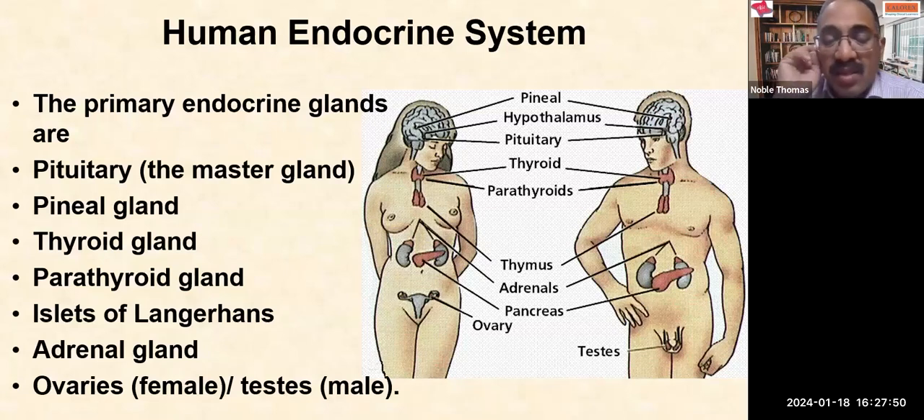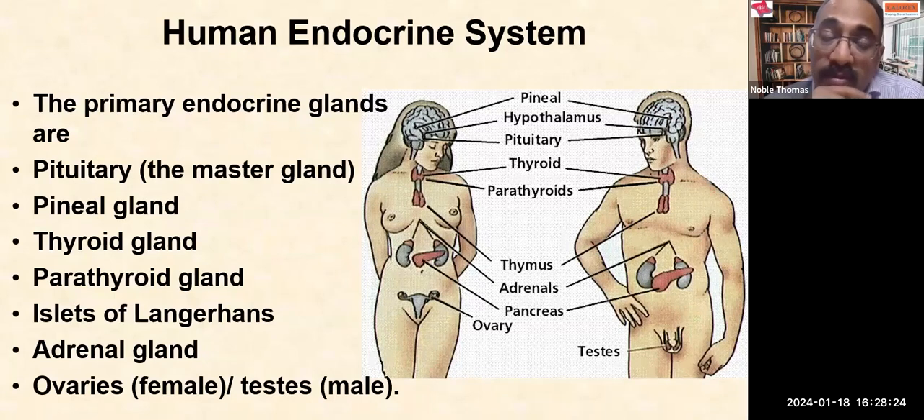One of the questions this time was, why is the pituitary gland called the master gland? In some of the papers, I have seen that students have written that the pituitary gland is called the master gland because it produces growth hormone. No, it's not because it produces growth hormone. It is because it can control many other glands in the body.